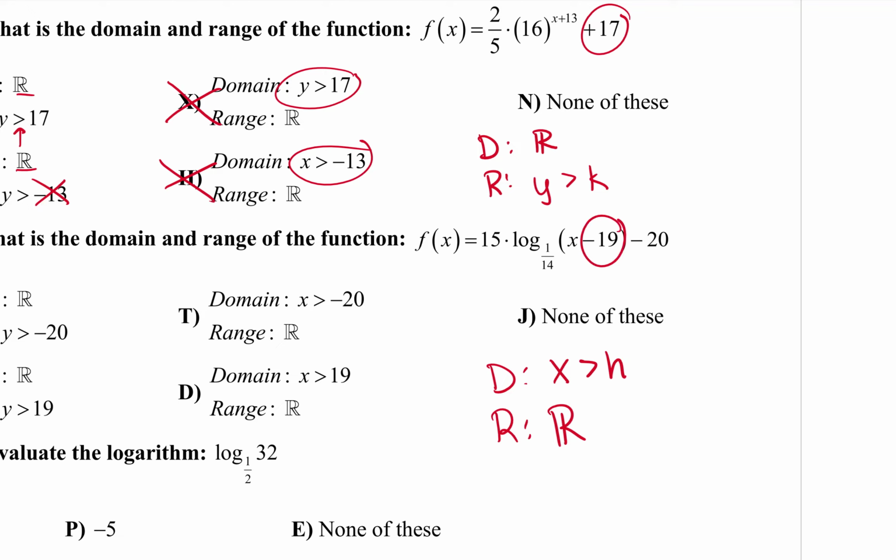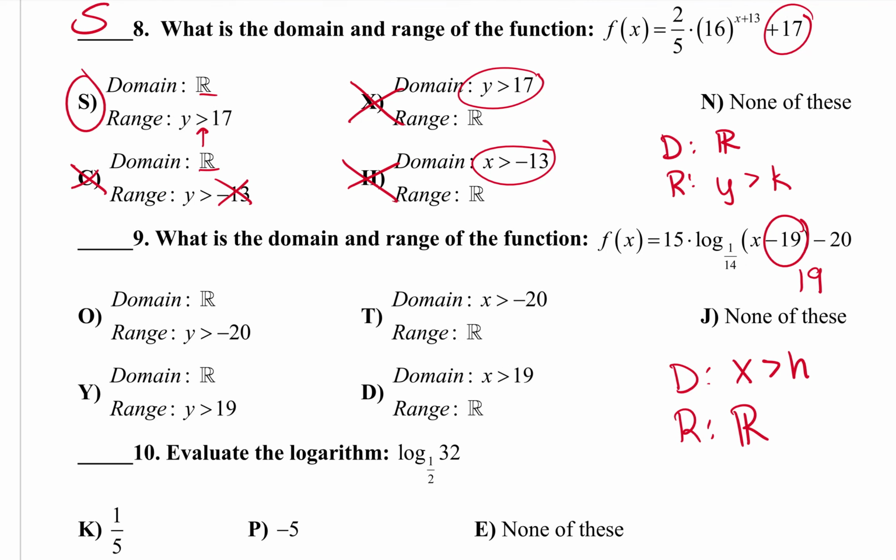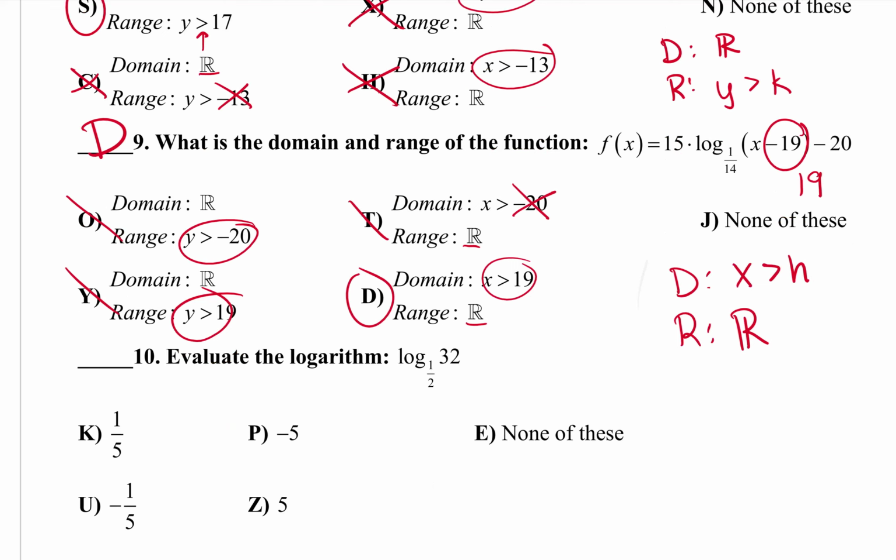H, remember, is in the parentheses, and it flips. So negative 19 becomes positive 19. So first off, range is all real numbers. That's wrong, that's wrong. Those are okay. And then x is greater than 19. That's wrong, that's okay. So it's D. And it's not underlined. So very, very small detail, but you got to pay attention.